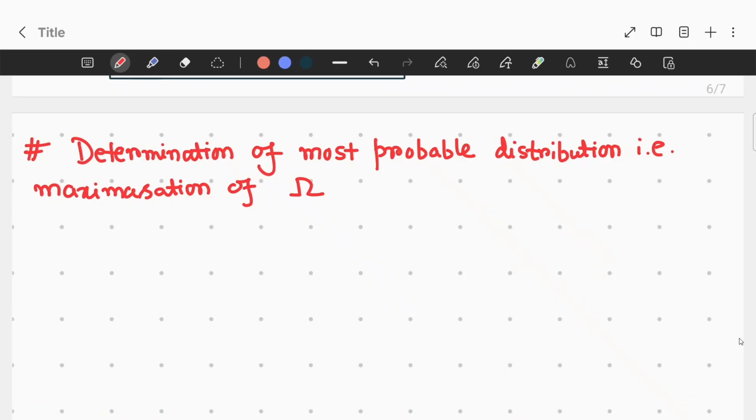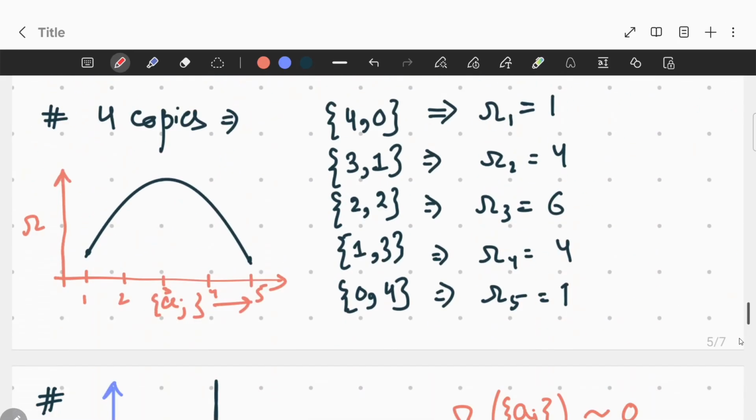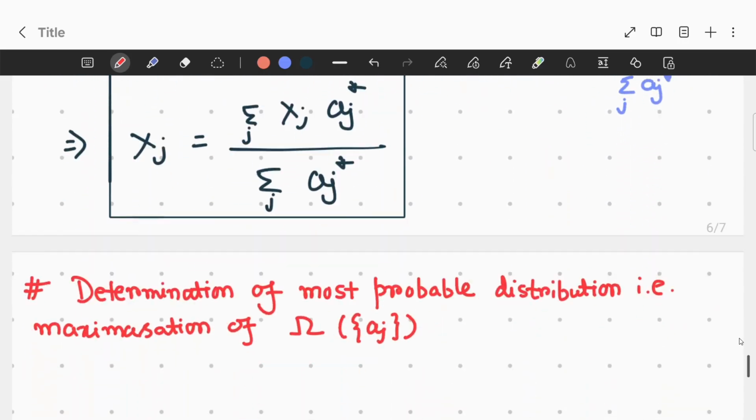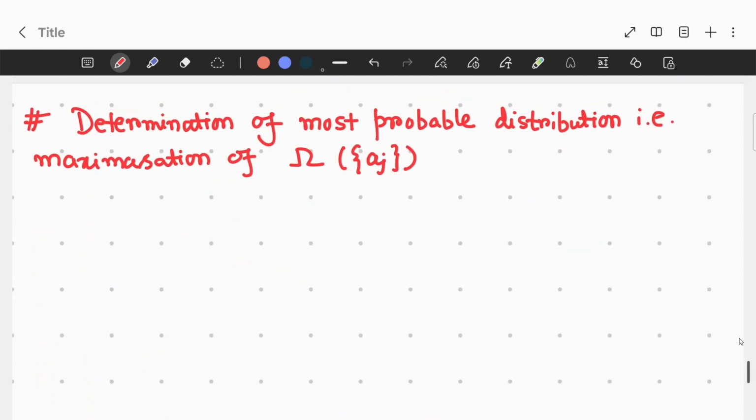Okay. So we have to maximize this omega, right? We had lots of distributions. Last class we discussed that among those distributions, one distribution will be highly probable compared to the others. That highly probable distribution we have to find out. So how can we do that? You have to take the derivative, correct?